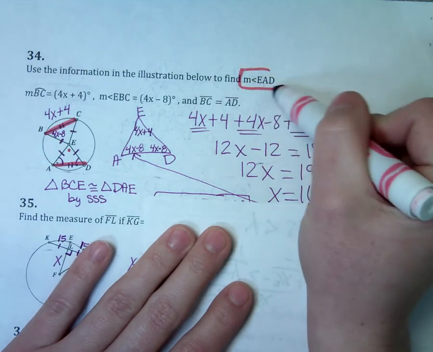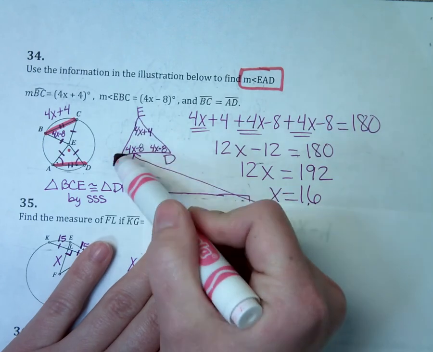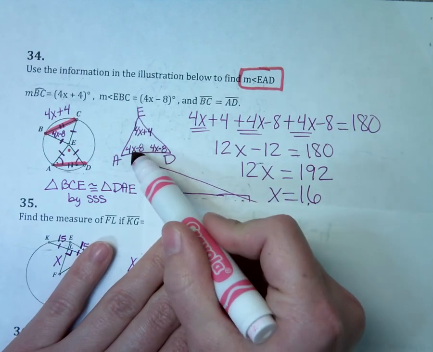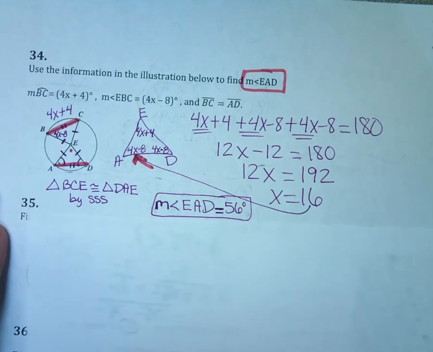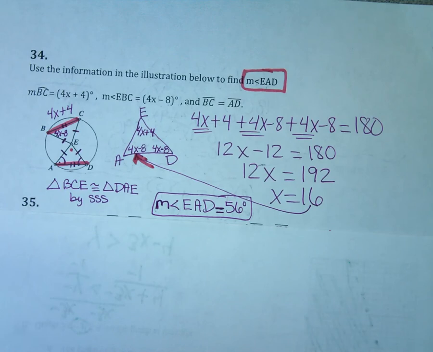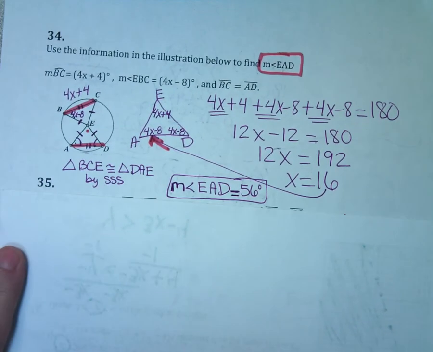It wanted to know the measure of angle EAD though, so I plug my 16 into that x right there, and then that makes 56. So this problem is a little confusing, so I'm just going to talk about it just a little bit more.